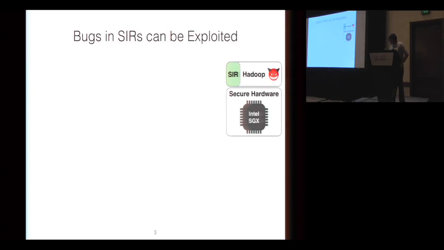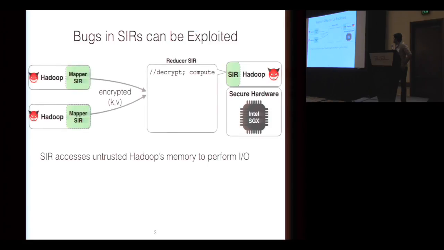Of course, while we have the CPU giving us a guarantee that these SIRs cannot be compromised, for any code to be useful, it needs to do I/O. In the case of VC3, this is going to take place through Hadoop's memory. So in this case, we have to communicate with each other, for example, sending key value pairs. These mappers and reducers are going to encrypt these key value pairs and then compute on them.